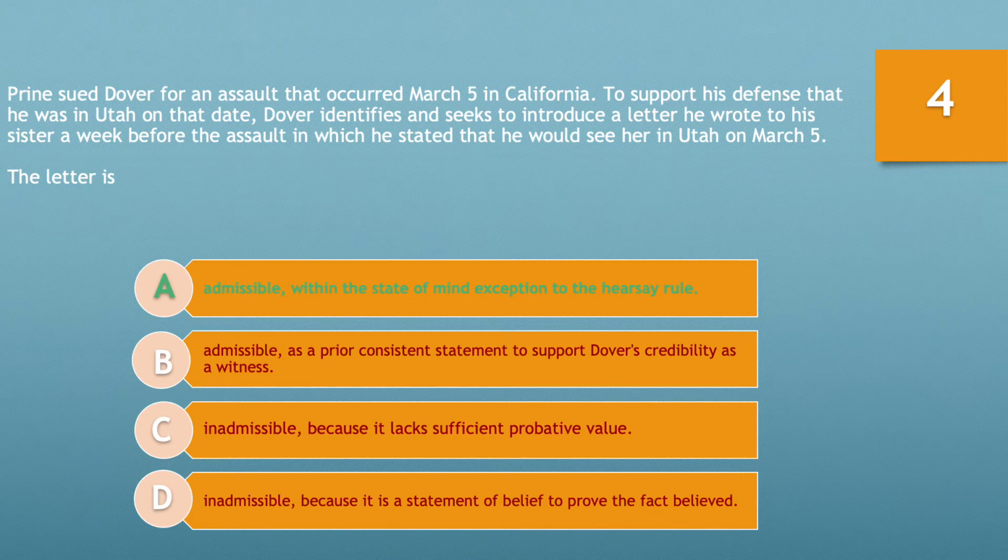If you chose option A, admissible within the state of mind exception to the hearsay rule, you'd be correct. Under the state of mind hearsay exception, a statement of present interest is admissible to prove conduct in conformity with the stated intent. Here, Dover's letter showed his then existing state of mind in intending to visit his sister on March 5th in Utah, the same day as the assault occurred in California. Therefore, the letter is admissible because it falls within the state of mind exception to the hearsay rule.